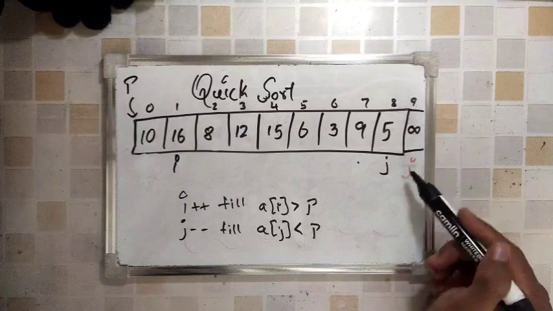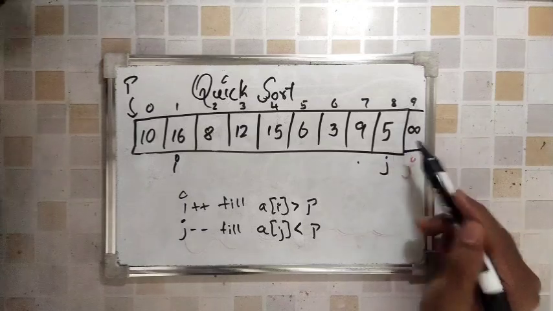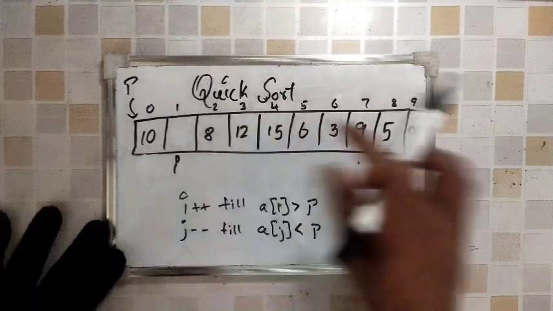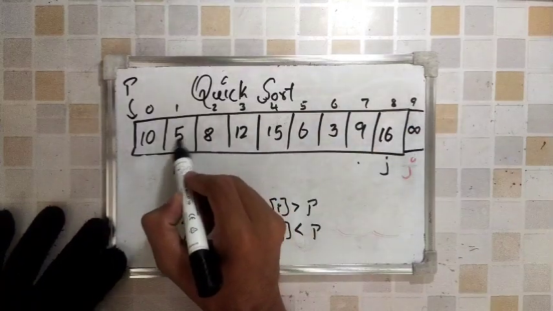j was at infinity, it will come here. So it already encountered a number less than 10. Now what will happen? It will just swap like this. So 10, 16 goes here, and 5 comes here.